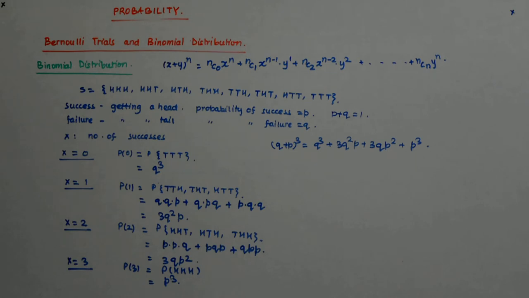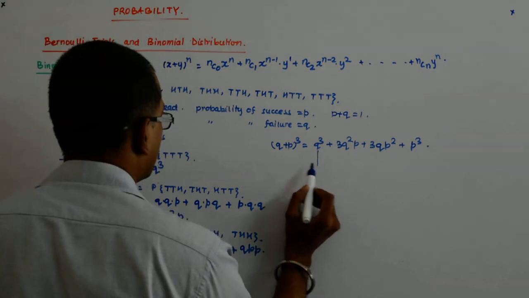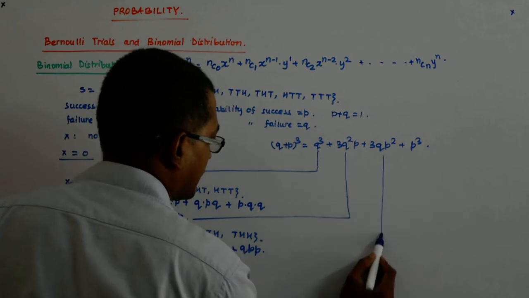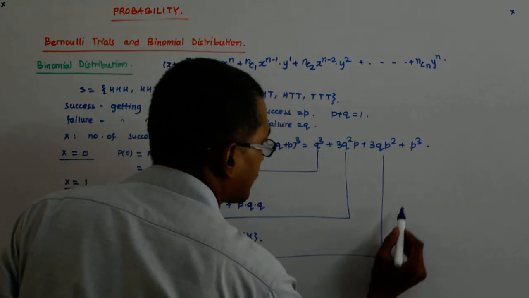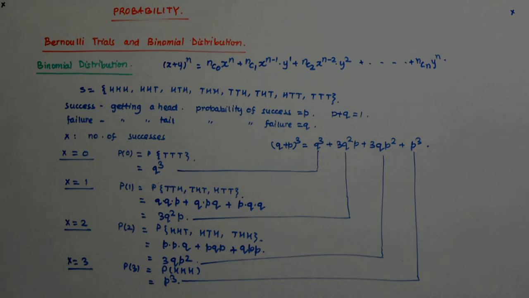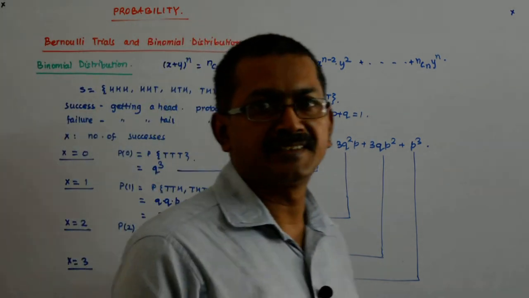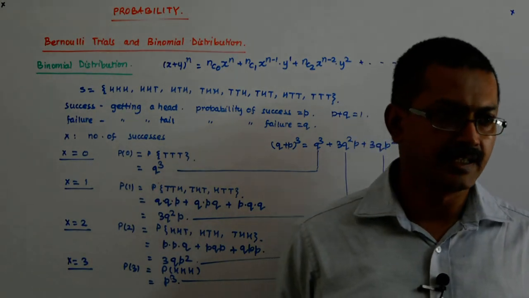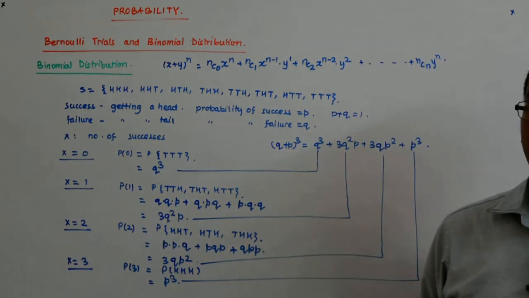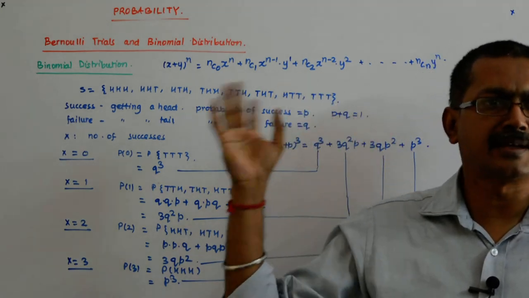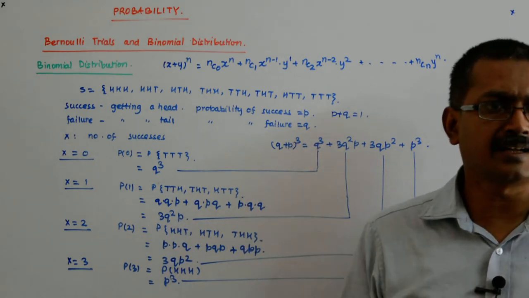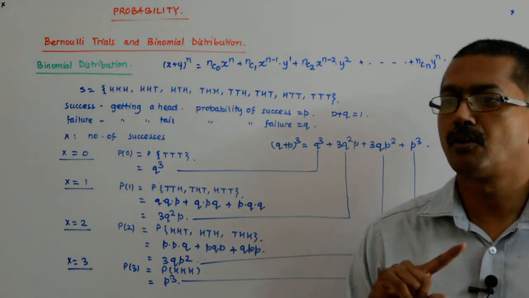Now you see this term matches with this. This term matches with this, this matches with this, and this matches with this. And it is no coincidence that it matches. Why is it not a coincidence? Now I'll take you to combinations and try to solve the same thing without going into all this. If you solve it, you will immediately understand why both of them are matching and they will always do so.